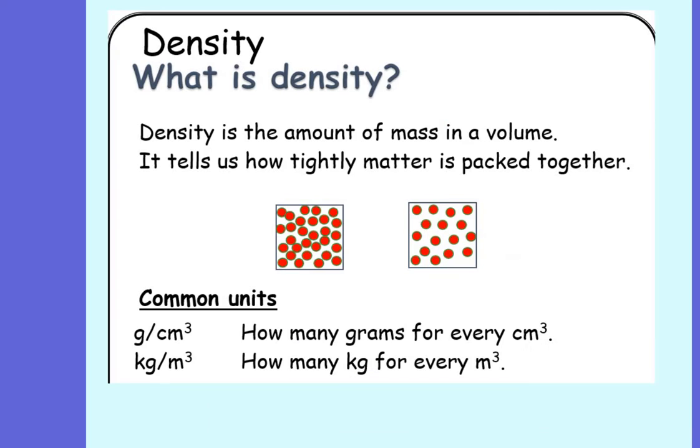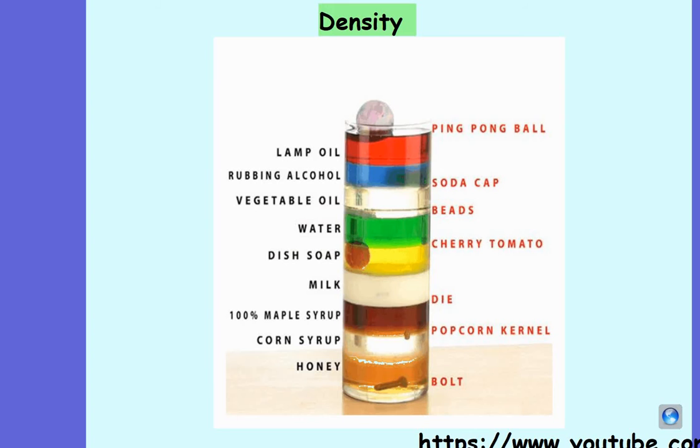Now density tells us the amount of mass in a volume. It tells us how tightly matter is packed together. And common units you'll come across for density are things like grams per centimetre cubed or kilograms per metre cubed. And what you'll notice is density will tell you how different types of objects or how different liquids will sit.